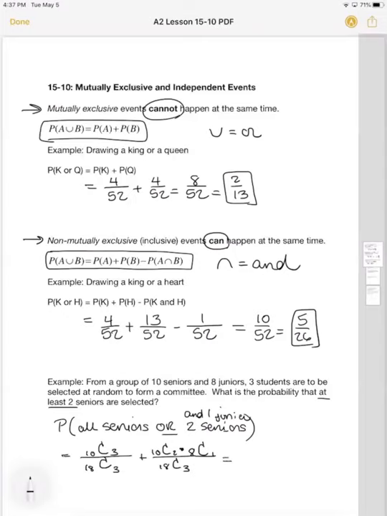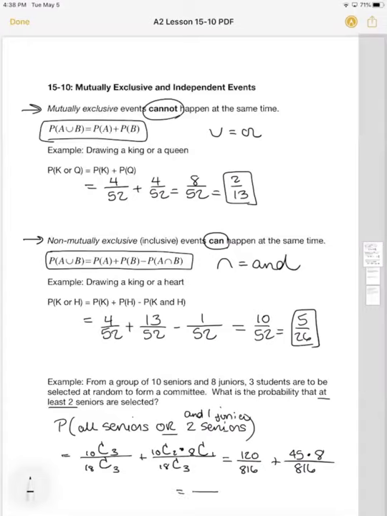Now, let's go ahead here and see what we have. I'm going to go ahead and find my denominator first. I've got 18, I'm going to choose a group of 3. That's 816 ways I can collect a group of 3 out of 18. And then I'm going to do 10 choose 3. I'm going to have 120 different groups of seniors if they're all seniors. And then let's go to 10 choose 2. I'm going to have 45 ways I can have a group of 2 seniors. And out of 8, I want to pick 1 junior. Well, there's 8 ways to do that. There's 8 people.